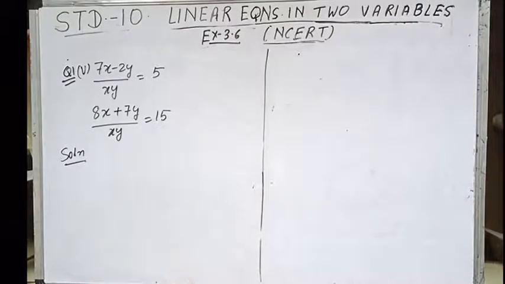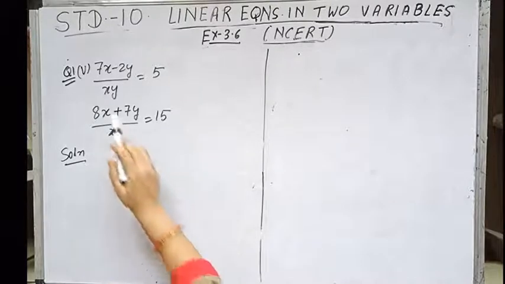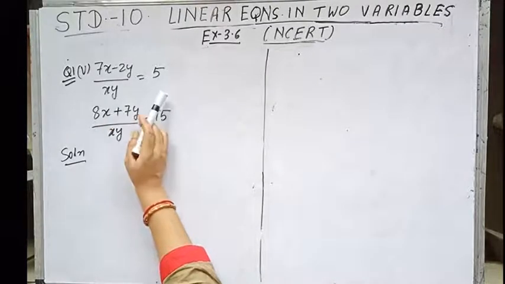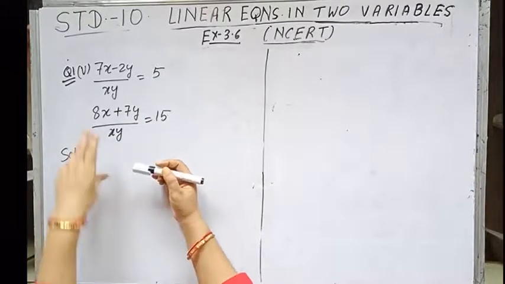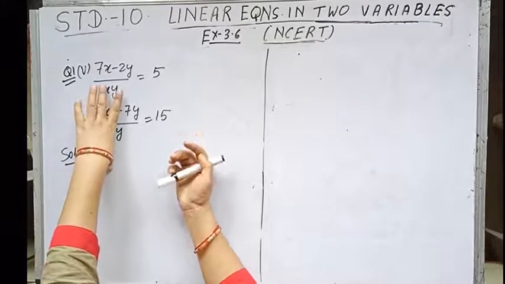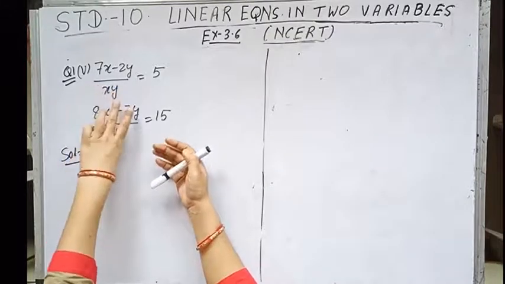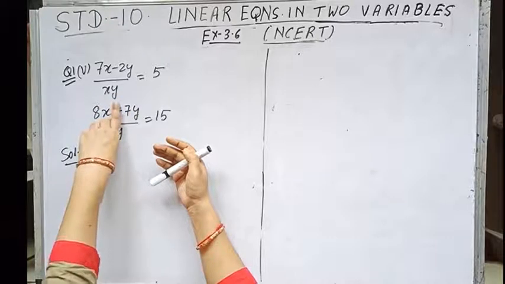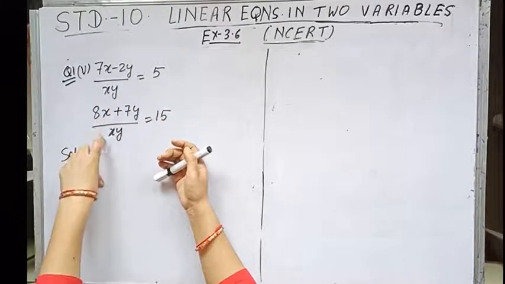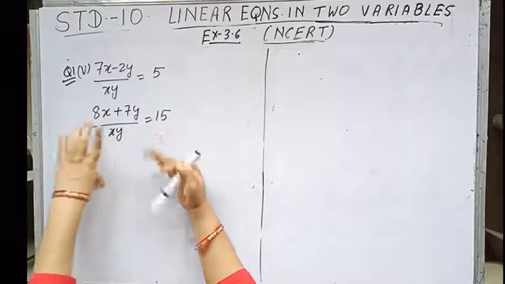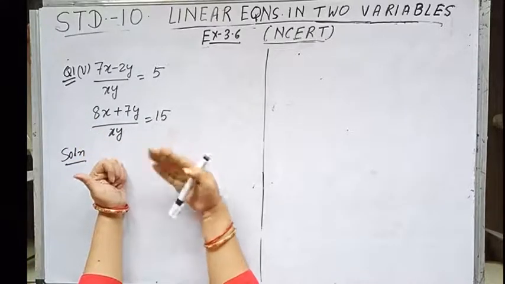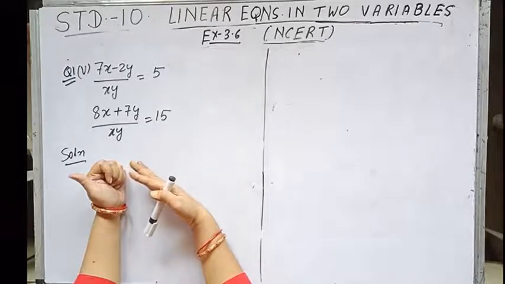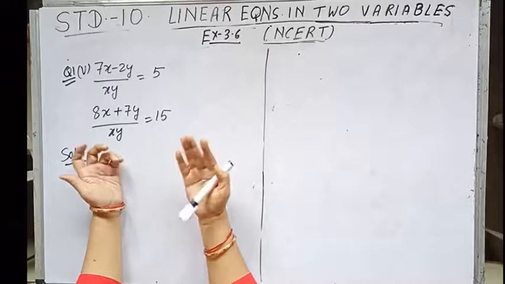Let us come to the next subpart of question number 1. That is subpart number 5. The question is (7x - 2y) divided by xy = 5 and (8x + 7y) divided by xy = 15. Over here children, you can do by two methods. This equation can be reduced to 7 by y - 2 by x = 5, and over here 8 by y + 7 by x = 15. And we will be supposing 1 by x as u and 1 by y as v, and hence by solving and then substituting in our supposition, we will be getting the value of x and y.